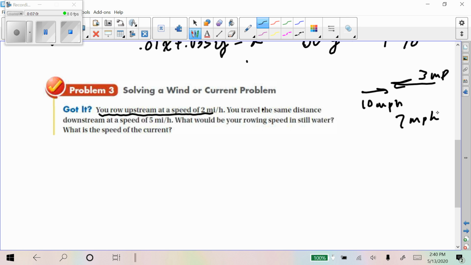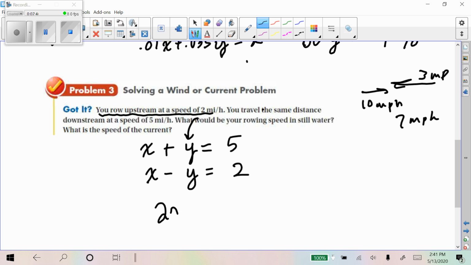Likewise, if you're with the current, you would add that 3. So that's what my equations look like. Let x be your normal speed, so your still water speed, and y will be my current speed. Then x plus y equals my speed going downstream, which is 5. And then x minus y would be against the current, and that is my speed against the current.